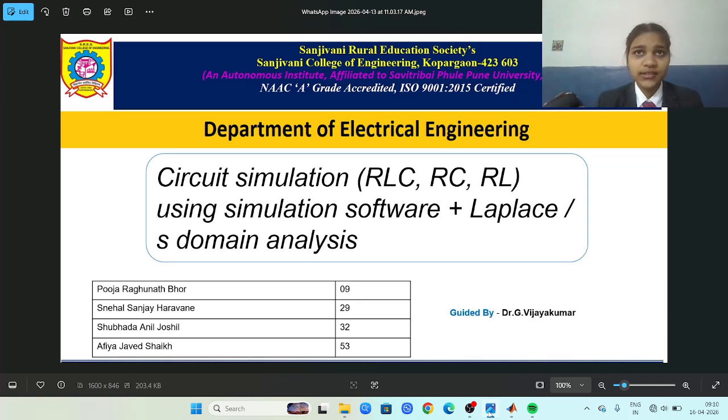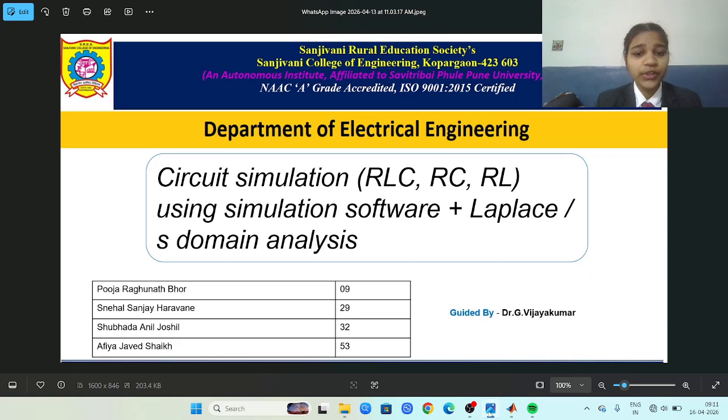The RC, RL, and RLC circuits are very important in electrical engineering. They are used in filters, communication systems, power electronics, power systems, and also in machines. These circuits help us to understand the voltage and current behavior over time. So here, instead of building a physical system, we have built a MATLAB simulation using MATLAB Simulink and different tools in MATLAB.